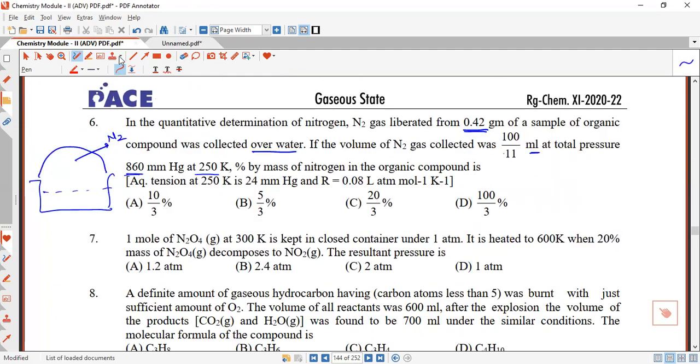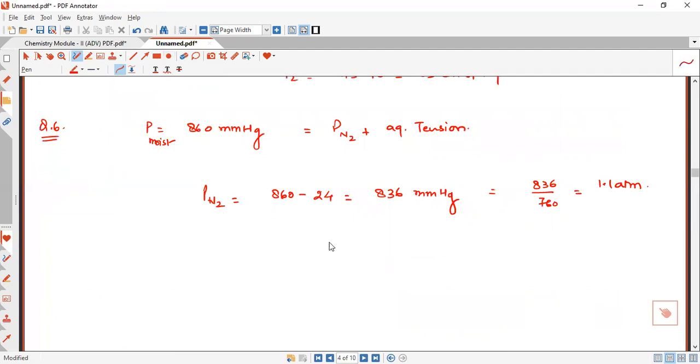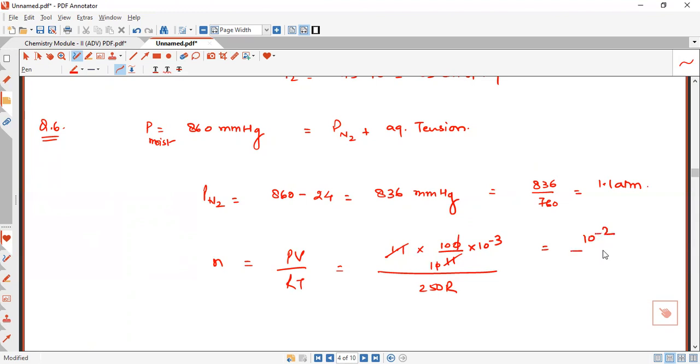Okay, the pressure due to nitrogen is 1.1 atm, temperature 250, and volume is given in ml, so you have to convert into liters. Now with this help you can calculate the number of moles. So the number of moles is nothing but PV by RT. P is 1.1 atm, V is 100 by 11 into 10 to the minus 3 in liters, divided by 250 R. Okay, so we can solve. This cuts over here, so this is 10 to the minus 2, 250 R. So these are the number of moles.